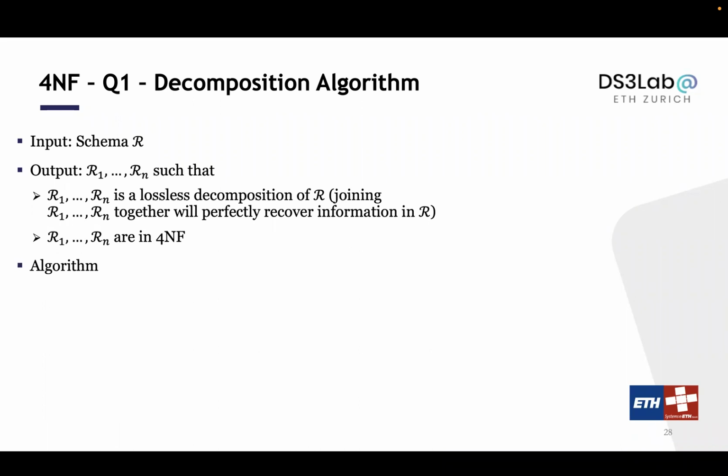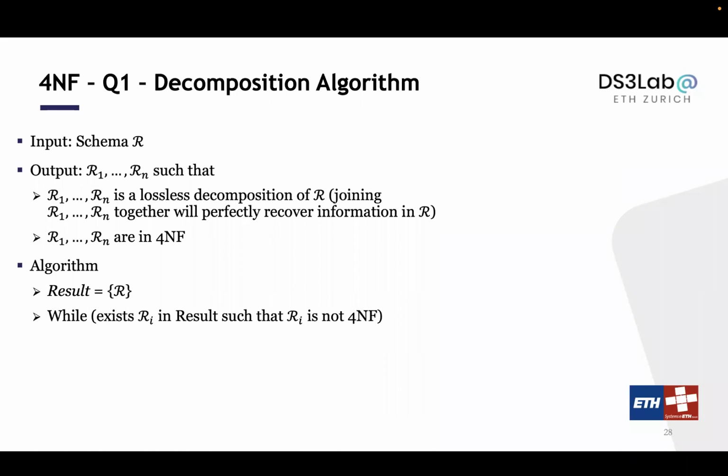So how can you do that? It's very similar to BCNF, right? You start from your original relation in your result set. And then you check whether every single relation in this result set is in fourth normal form or not. If they are in fourth normal form, then I'm done. Then I have this collection of relations and return.